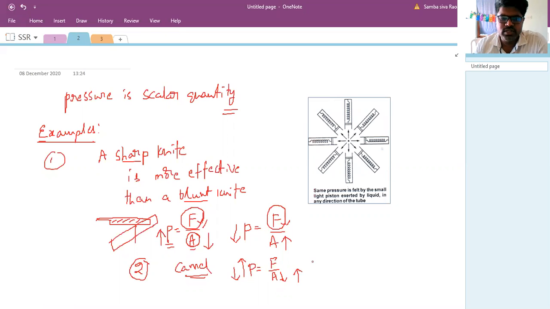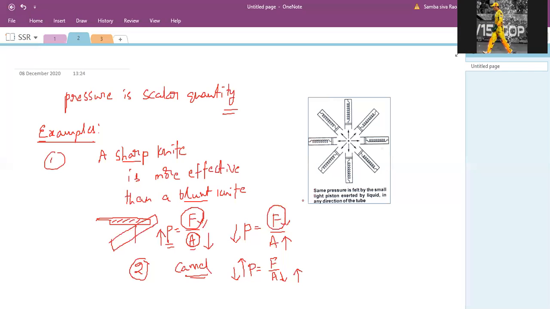Are you clear on this, all of you? The second example. Understanding about pressure? Yes or no?